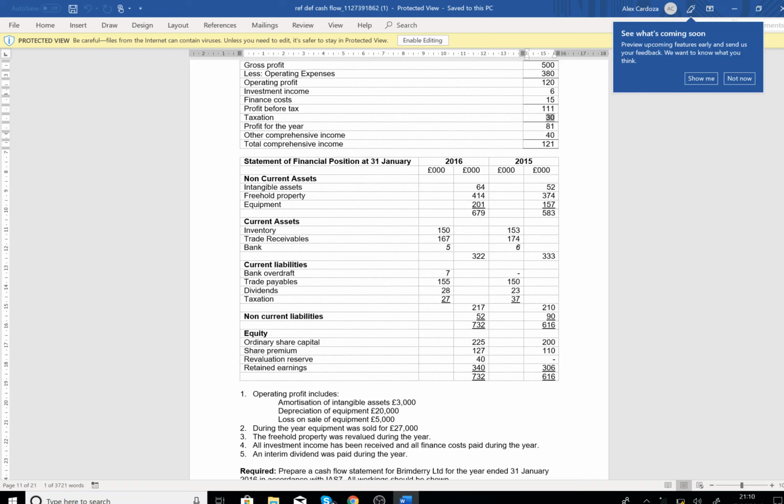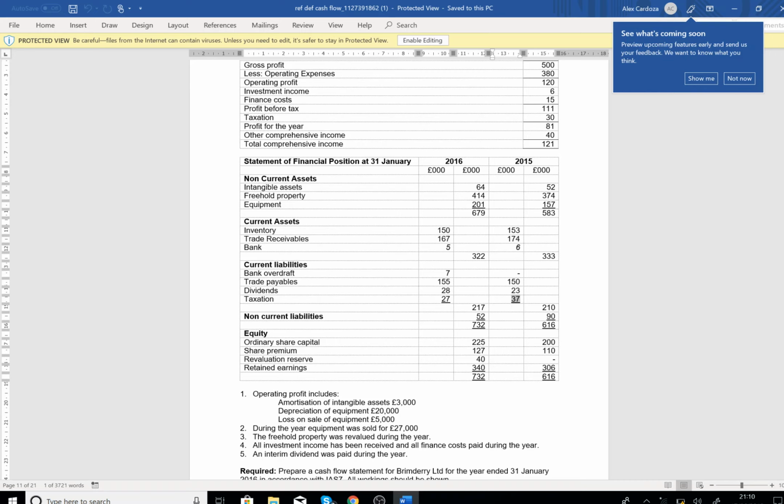Okay, so what's happened is you can see the difference. So with your taxation, you start with 30. That's the income tax you'll need to pay. Then you take the difference between these two. So again, start with 2015. So we do 37 minus 27, which is 10.